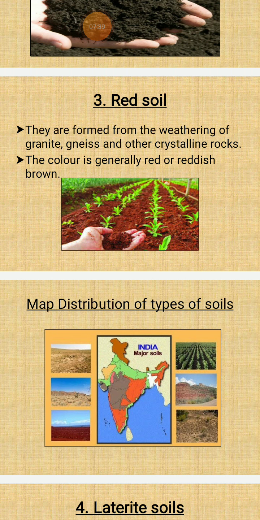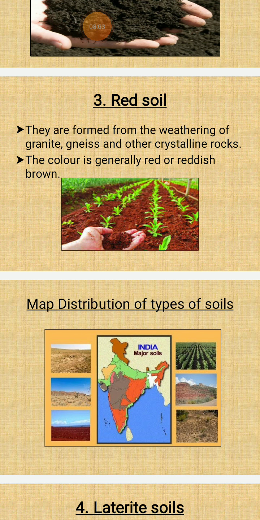Now I'll proceed to the third category, that is red soil. They are formed from the weathering of granite, gneiss, and other crystalline rocks. The color of these soils is generally red and reddish brown. They are sandier and less clayey.